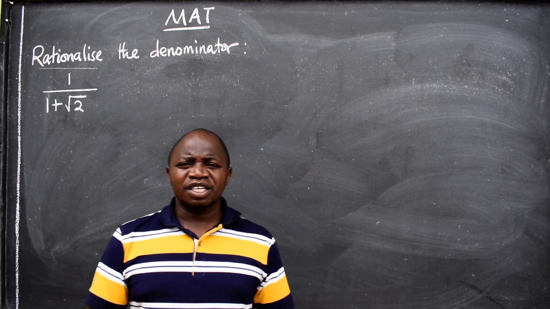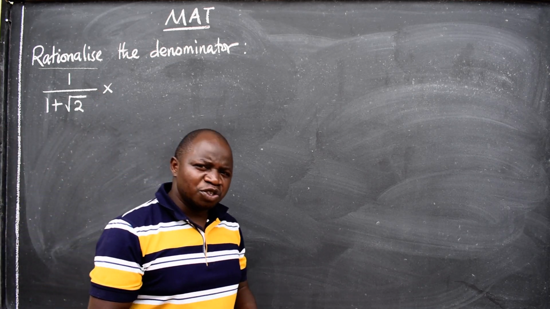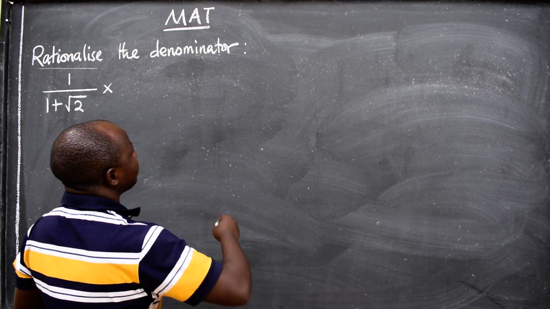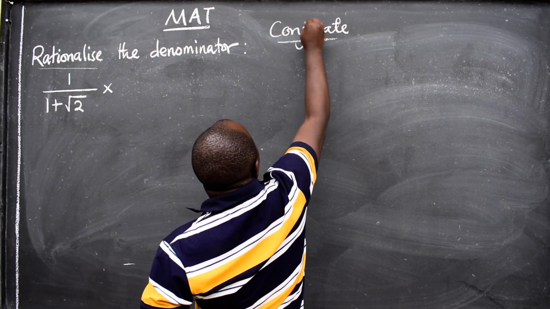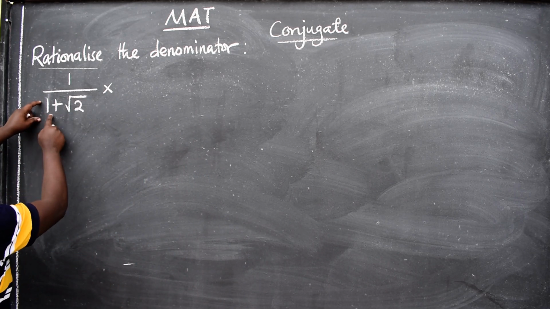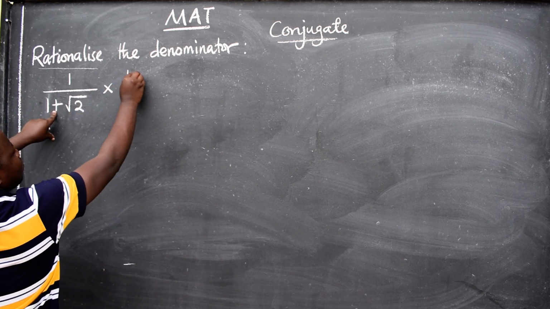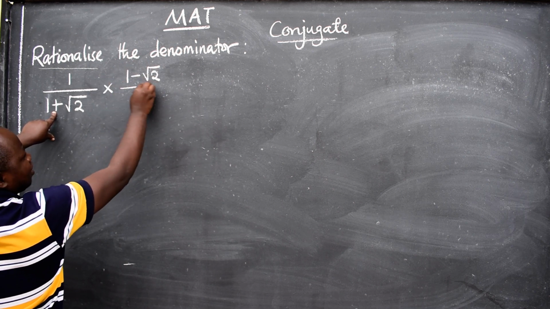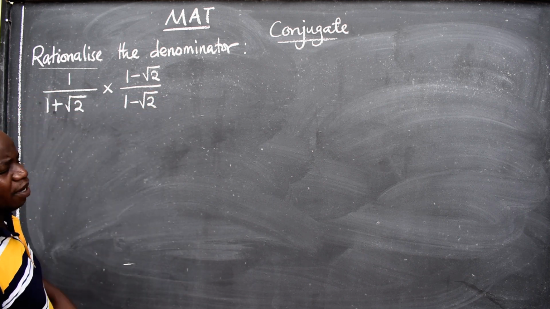So what you're going to do is to multiply whatever you've been given by the conjugate of the denominator. Okay? So you multiply it by the conjugate. Multiply by the conjugate of the denominator. So now, what is the conjugate of this denominator? It is 1. You just change the sign. So it will be 1 minus root of 2. Whatever you're going to write as the numerator here should also be the denominator. 1 minus root of 2.